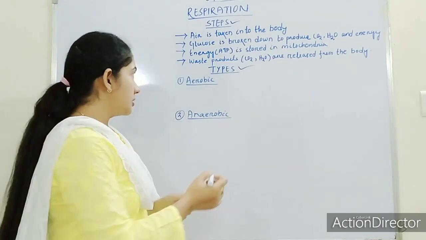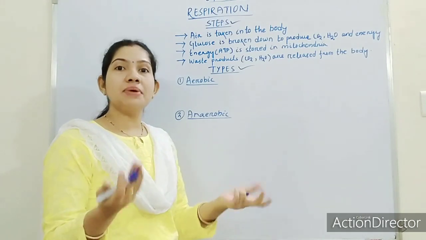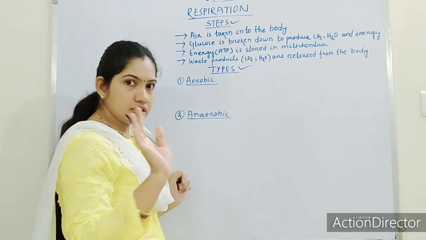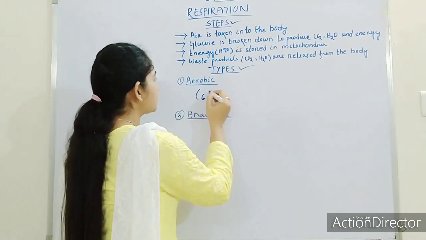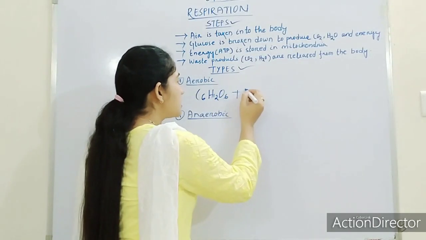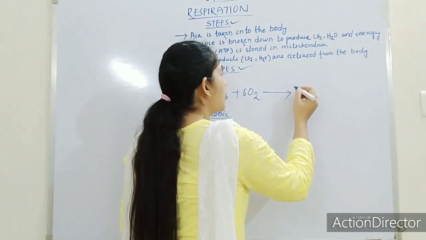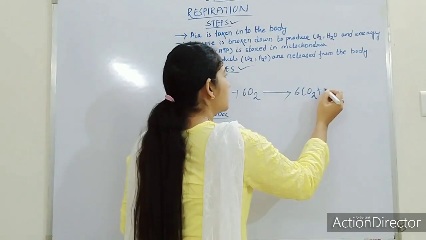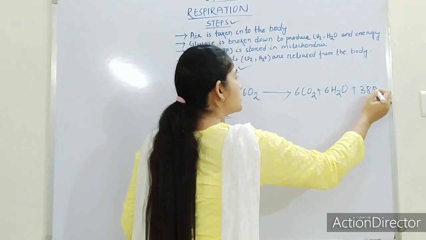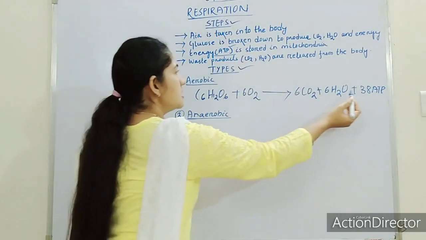Okay, so here we can write the equation for aerobic respiration. What happens in aerobic respiration? Glucose, here I am directly writing the chemical equation, glucose in presence of oxygen forms carbon dioxide plus water plus energy in the form of ATP. Here you can see, I have written energy in the form of ATP.